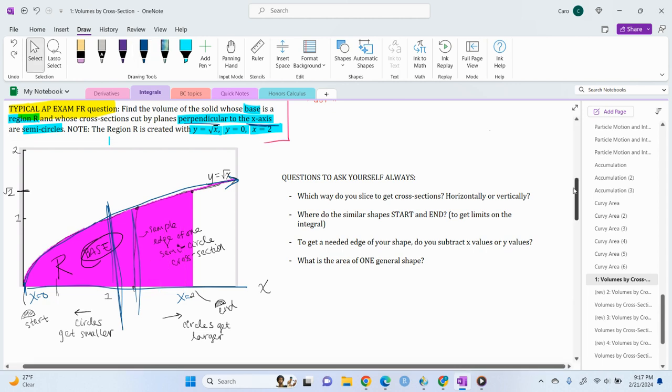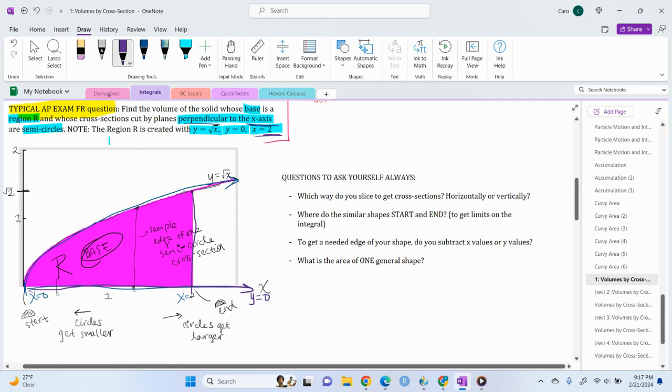You can also be perpendicular to the y-axis. That would look something more like chopping it this way. And we're gonna do one like that, but right now we're perpendicular to the x-axis. The reason my region stops here is because I'm stopping it at x equals 2 and y equals 0. So this is the line y equals 0.